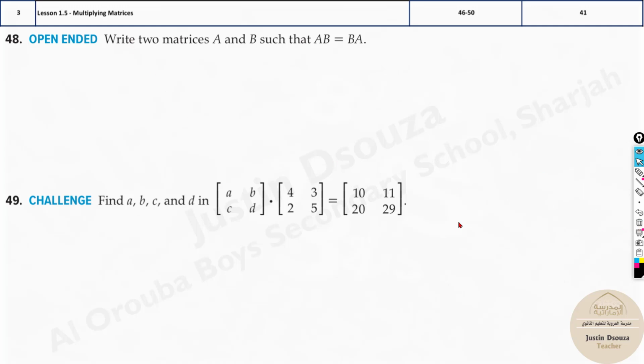I hope that's clear. Now moving to question 48, it's an open-ended one. Write two matrices A and B such that AB is equal to BA. Now I've seen the answer a while ago. Any matrices which have all the same elements, that works out. But actually the method which came to my mind is inverse. There is a rule that if you have a matrix A and its inverse, A inverse, the product will always be equal to the identity matrix. So A inverse times A will also be the identity matrix. If you multiply two matrices, say AB, and then they are equal to BA, then they are inverses of each other.